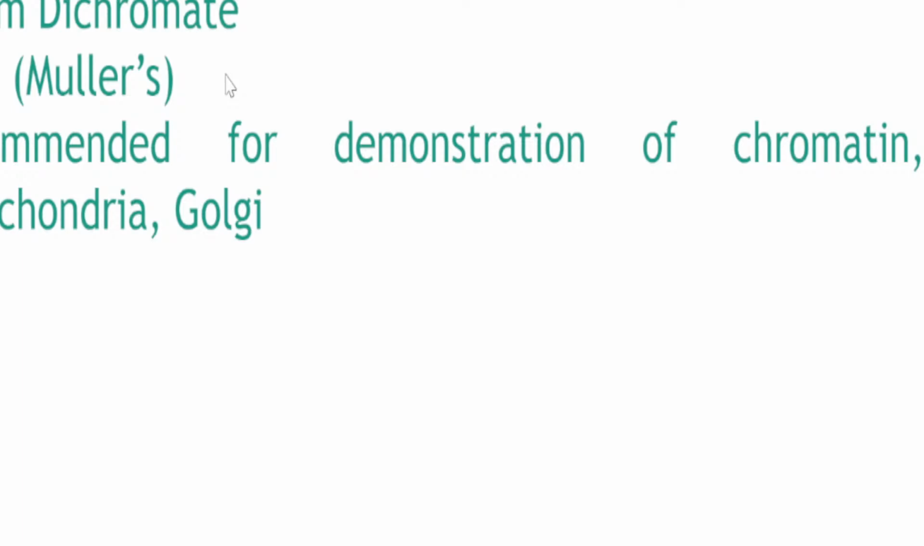Anyways, let's move on to chromate fixatives. So for chromate fixatives, the first thing that you need to remember is chromic acid, potassium dichromate, and Regaud. It's supposed to be not Regards, it's Regaud. Please change your notes. Regaud, otherwise known as Muller's solution. It's recommended for chromatin, mitochondria, and Golgi bodies.